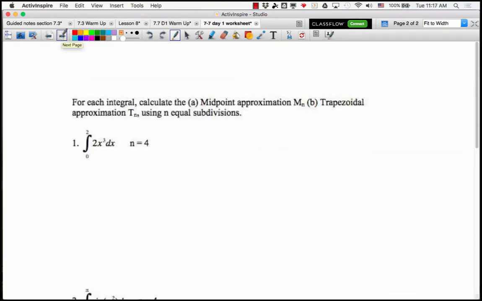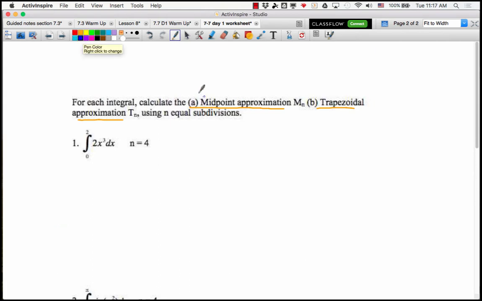Okay, let's see what happens when we do a problem. This is our integral. For each integral, we're going to calculate the midpoint approximation and the trapezoidal approximation, based on how many rectangles we got, using n equal subdivisions. At the bottom, we'll do the irregular subdivisions. All right, so let's start with the midpoint, since we know that one well.